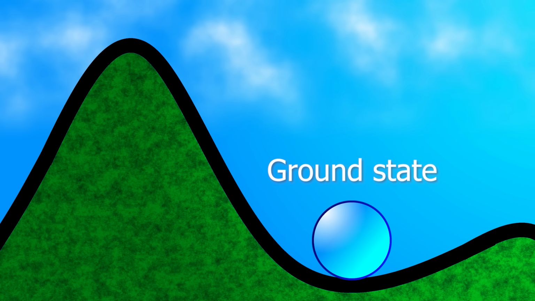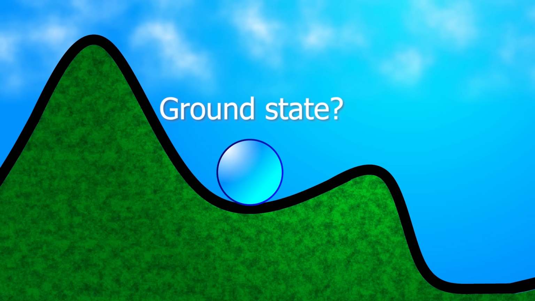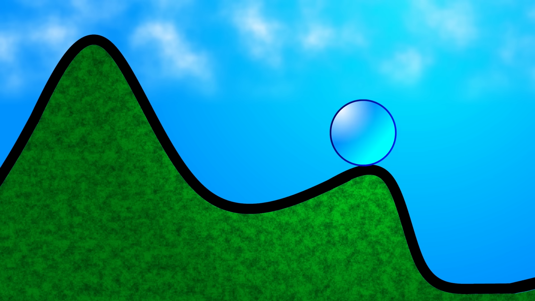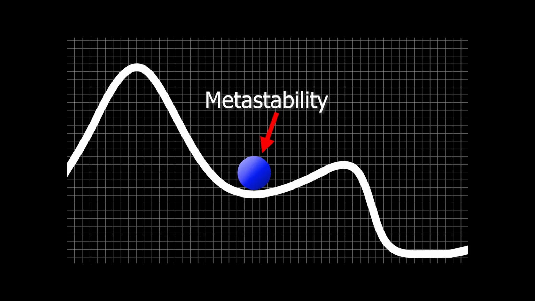Okay, let's go back to the ball example. Let's say the ball hasn't actually achieved the lowest possible state and is instead in a hollow on a slope. If you were to push it just slightly, it would roll back like usual, but if you pushed it harder, it would roll down even further. This phenomenon can happen in the world of particles as well, and is called metastability. Here is where it gets wild.